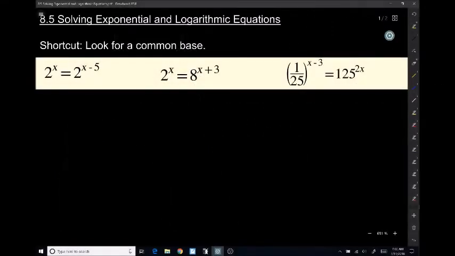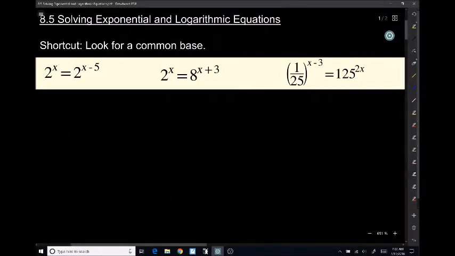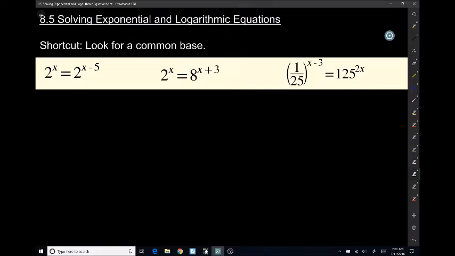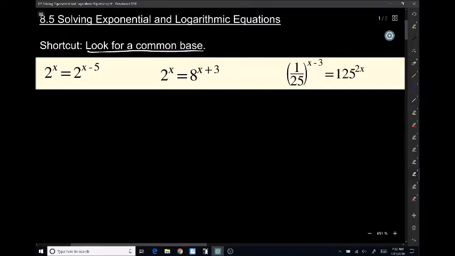Chapter 8, Section 5 is on solving these log equations and these exponential equations. So we've spent all this time learning about logarithms, but haven't done a lot with how to actually solve with them. The first way we're going to solve these exponentials doesn't even involve logs at all, actually. It's a shortcut where you look for a common base.